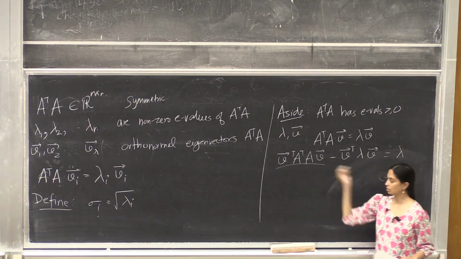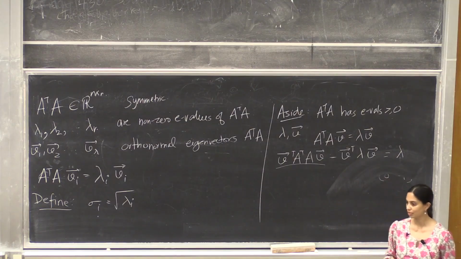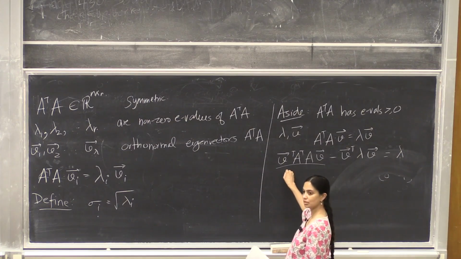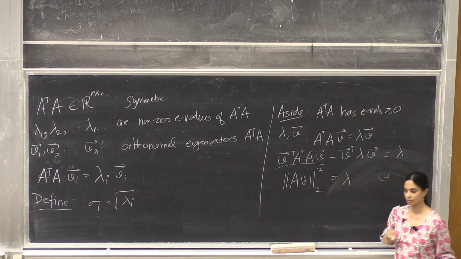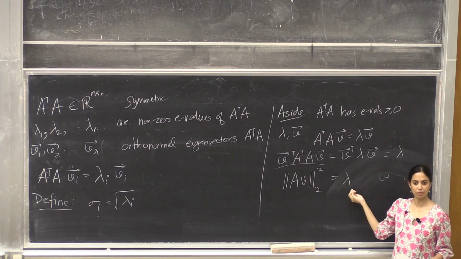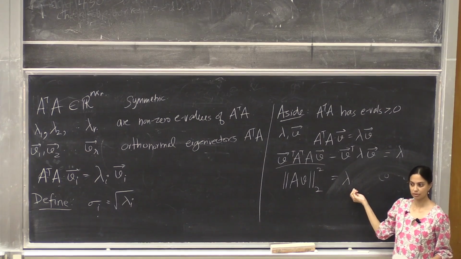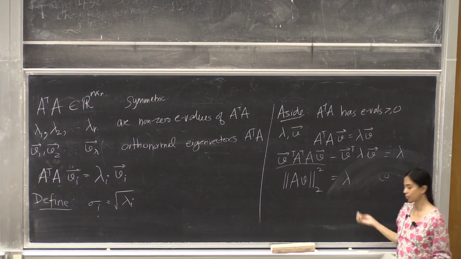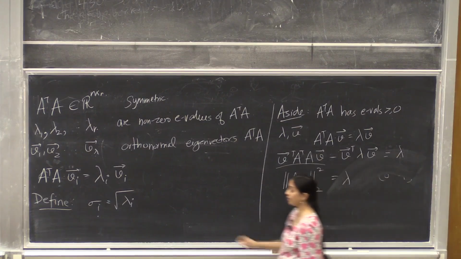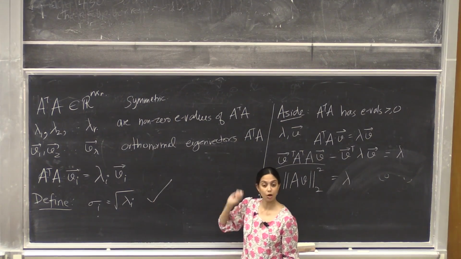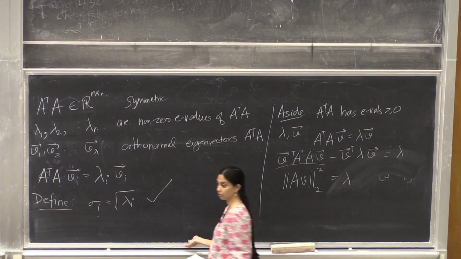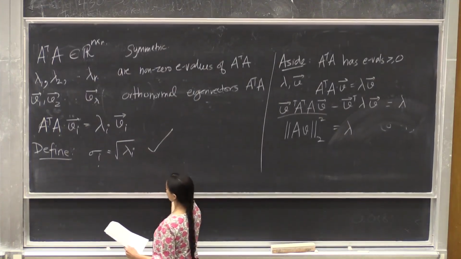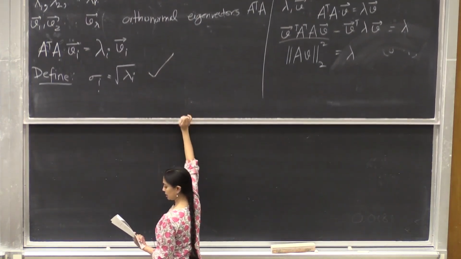But what is this? What can I write this as? Therefore, what must be true about lambda? Greater than or equal to 0, right? Okay, so because of this, I can define this. This is valid. I'm not getting singular values that are complex valued, right? This is a valid thing to do. Okay? So I define these sigmas this way.